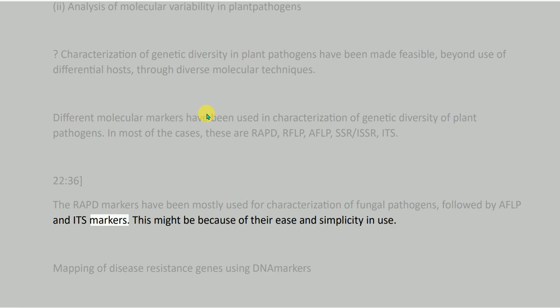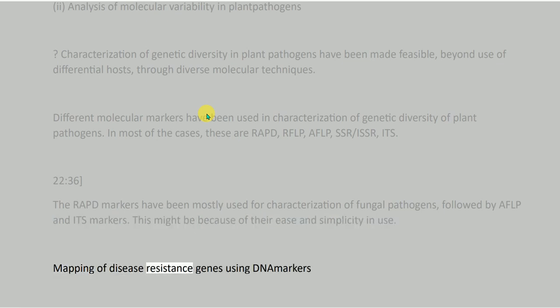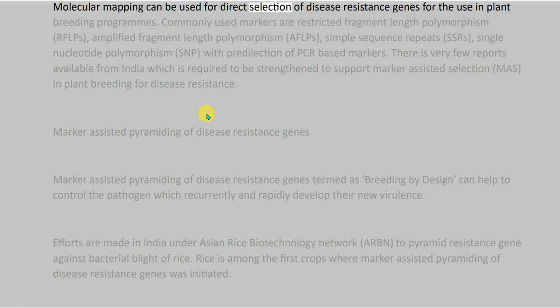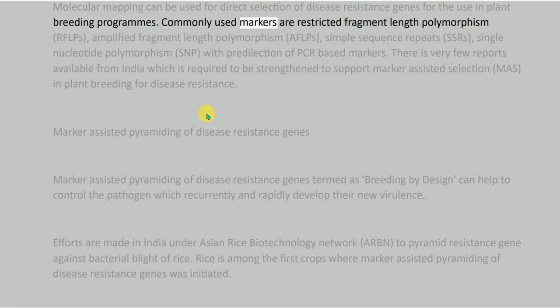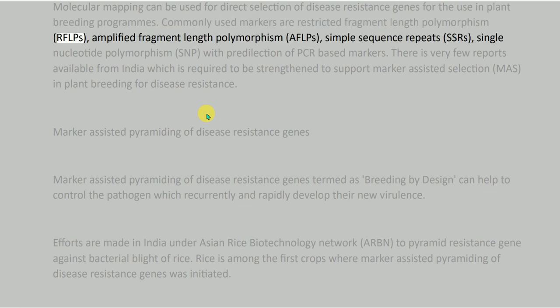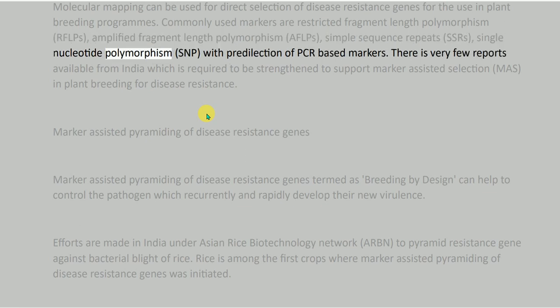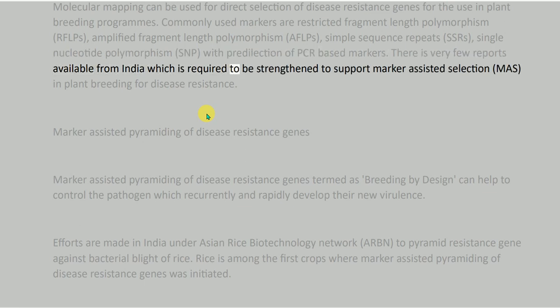Mapping of disease resistance genes using DNA markers. Molecular mapping can be used for direct selection of disease resistance genes for the use in plant breeding programs. Commonly used markers are restriction fragment length polymorphism, RFLPs, amplified fragment length polymorphism, AFLPs, simple sequence repeats, SSRs, single nucleotide polymorphism, SNP, with predilection of PCR-based markers. There are very few reports available from India, which is required to be strengthened to support marker-assisted selection, MAS, in plant breeding for disease resistance.